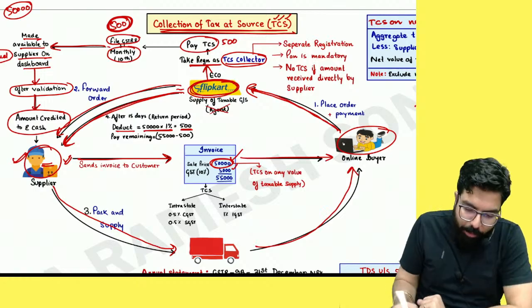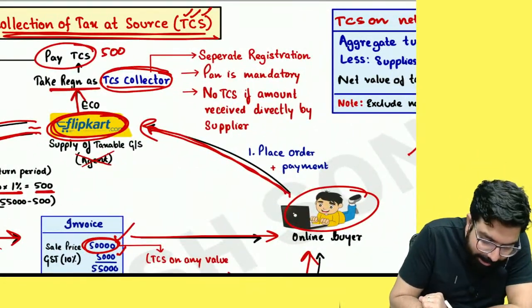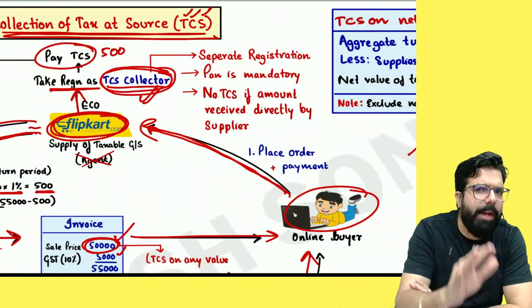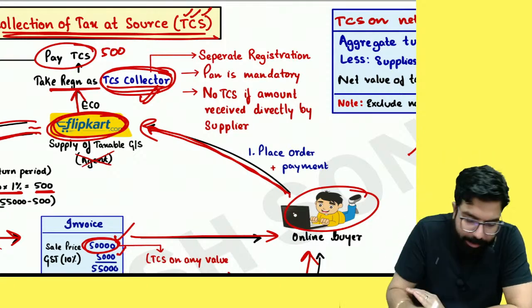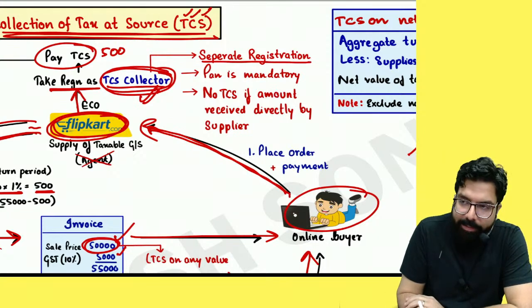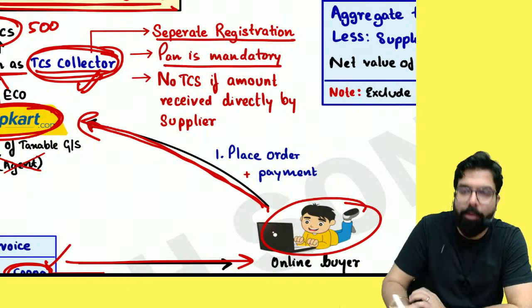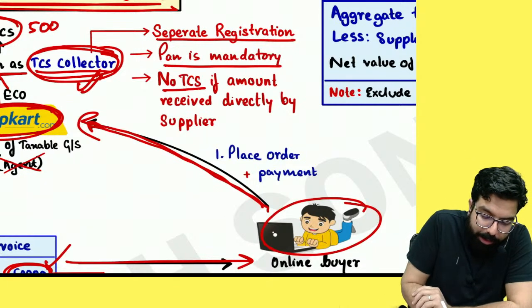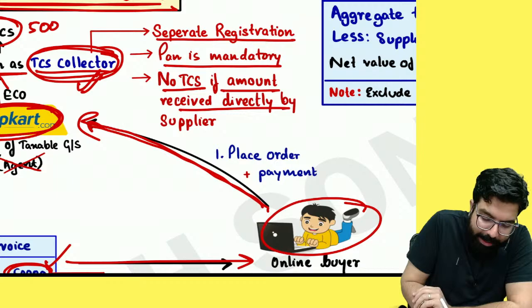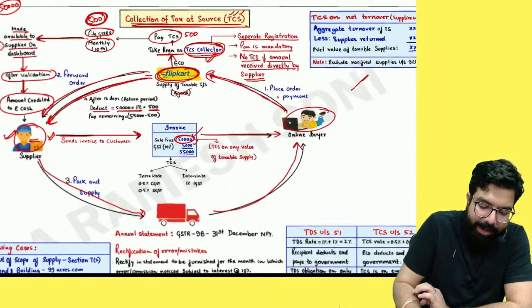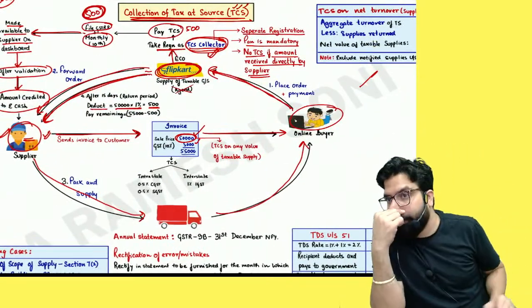Now, everyone over here. TCS collectors, when they have to collect TCS, don't they have to take registration, everyone? Yes. So it says they have to take separate registration, which is based on what, everyone? PAN number. No TCS if the amount is directly received by the supplier. I'll tell you one example. You know OLX? OLX?